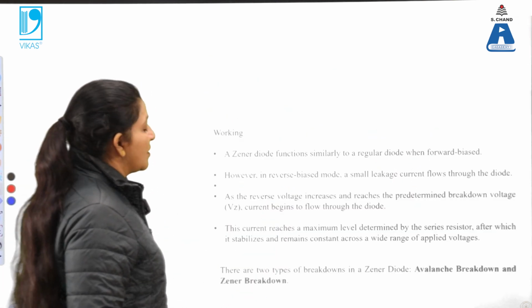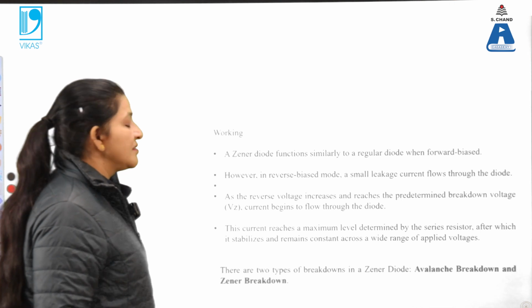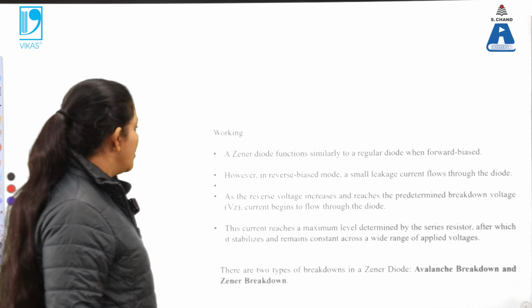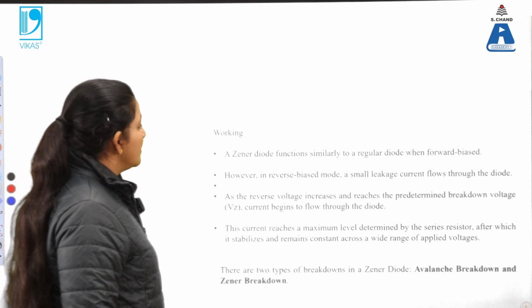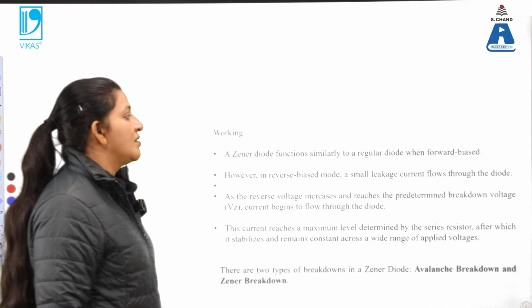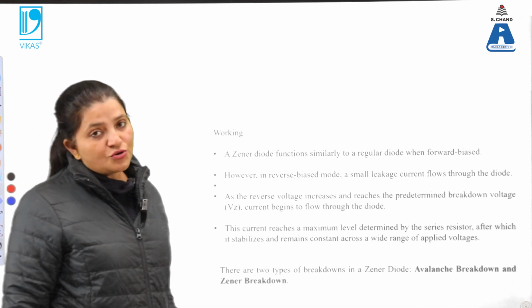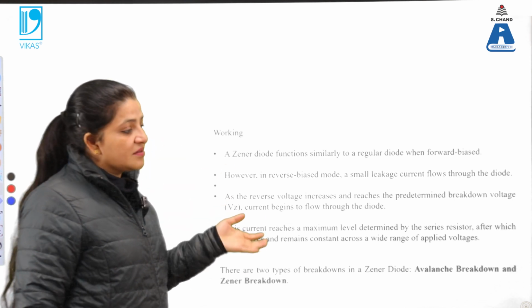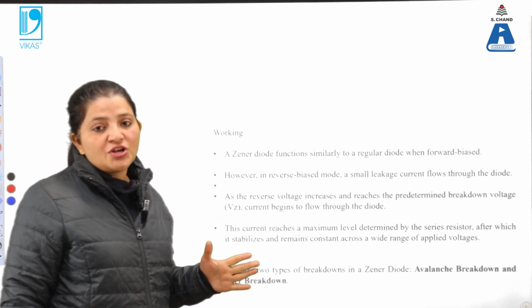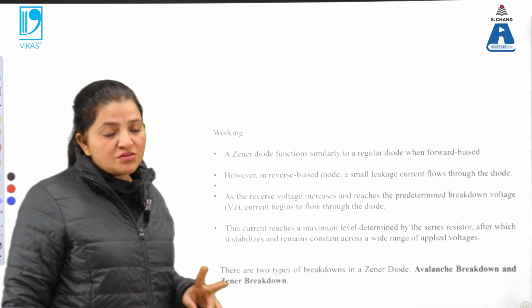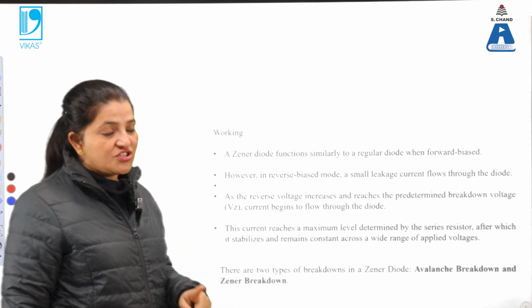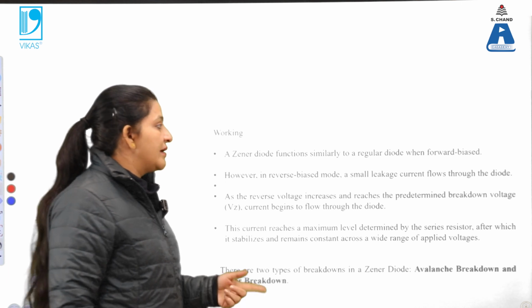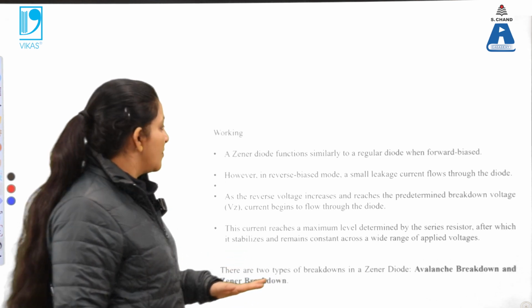So now next is the working. How does the Zener diode work? Firstly, the Zener diode functions similar to the regular diode when it is forward biased. During forward bias, we know that the current starts increasing with the voltage. So in the forward biasing condition, there is no difference between the PN junction diode and the Zener diode. They work at the same level.